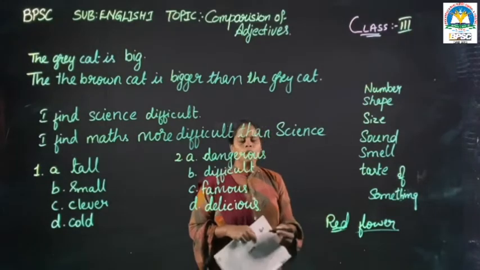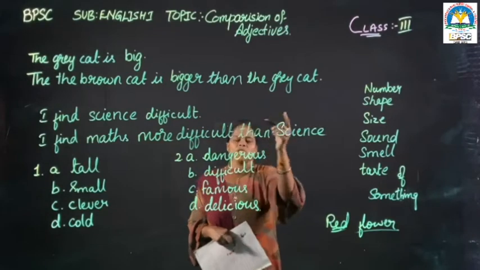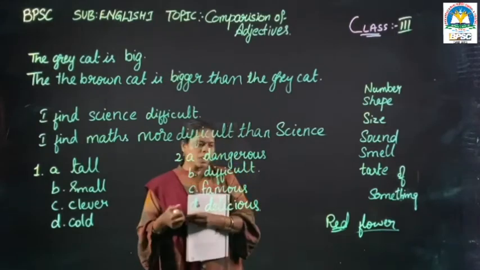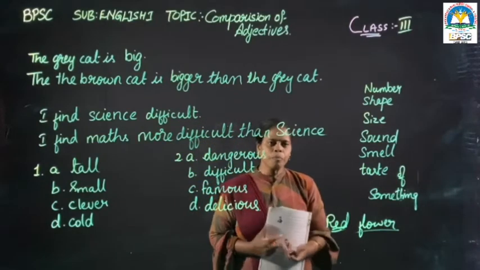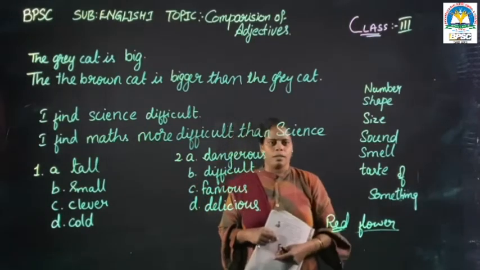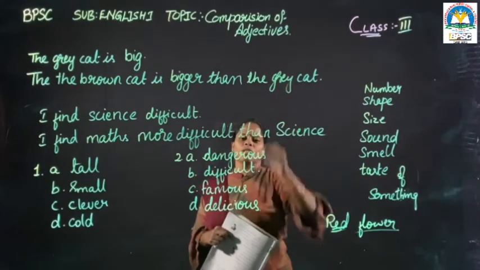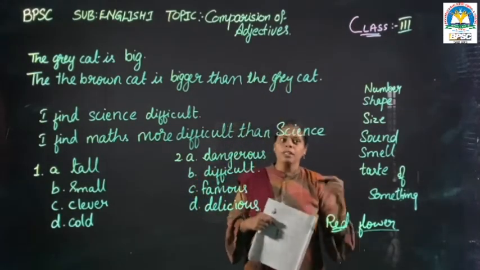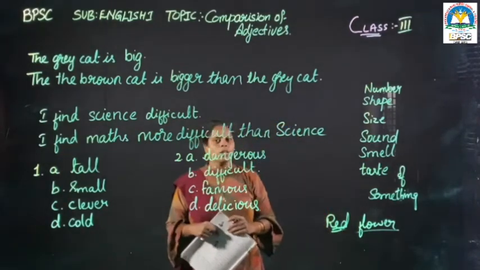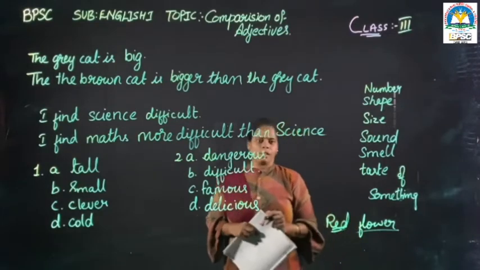Now, next chapter, the 12th chapter, comparison of adjectives. If you say red flower, okay. When you compare two things, then comparison of adjectives will come. More than two things also you can compare. Now in this chapter we are going to learn only about comparison of two things. Okay.